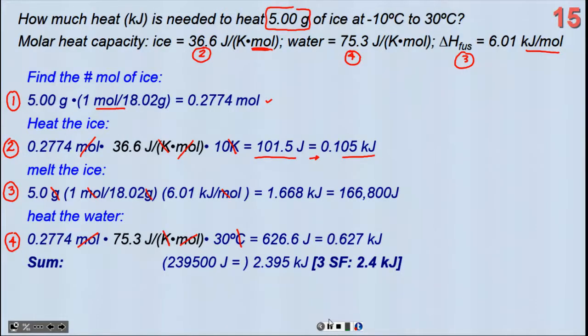So either you add them all up to get the overall heat, and it comes out to be joules, or you relate it instead to kilojoules. If it's 239,000 and a half joules, then it's 239.5 kilojoules. Wow, right? 239 and a half kilojoules.